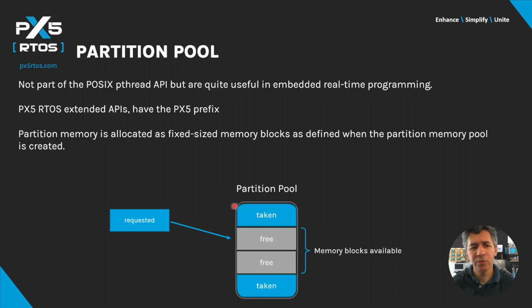In this quick scenario, we have a partition pool with 2 blocks taken and 2 blocks free. So it should be very simple to support this new request, given that we have 2 blocks available. If an allocation request is made when there are no memory partition available in the pool, the calling thread may suspend, depending on the exact API used. When a memory partition becomes available, the first suspended thread will be resumed. Let's take a look at the APIs.